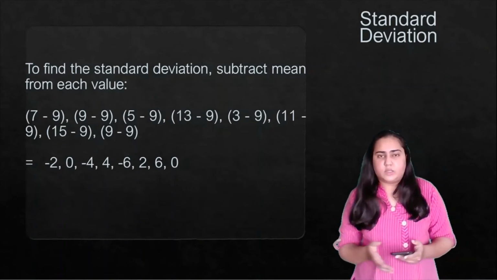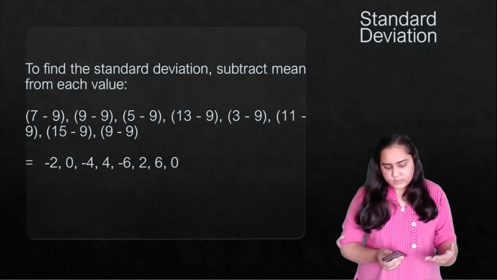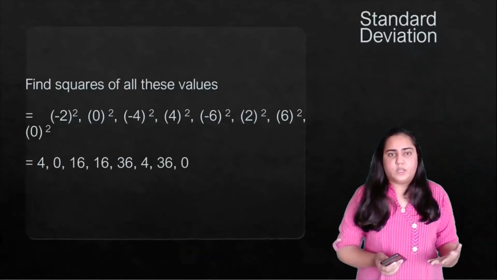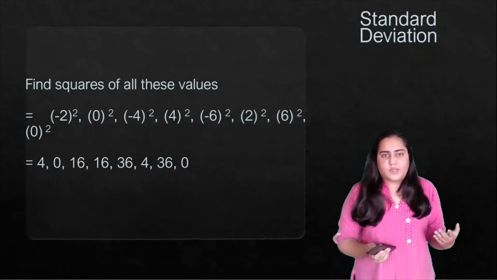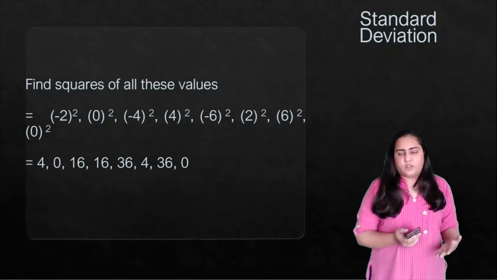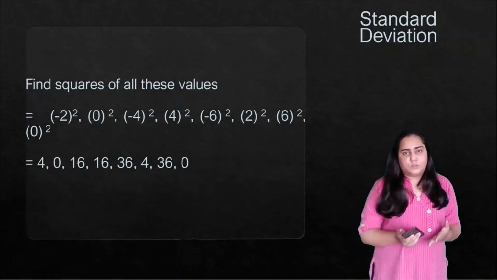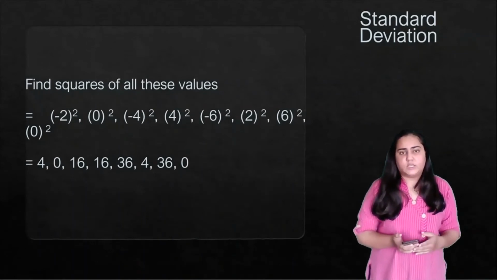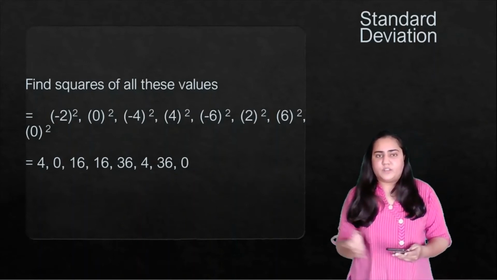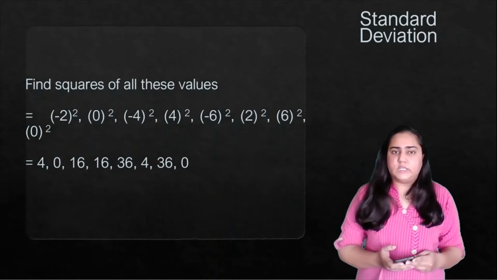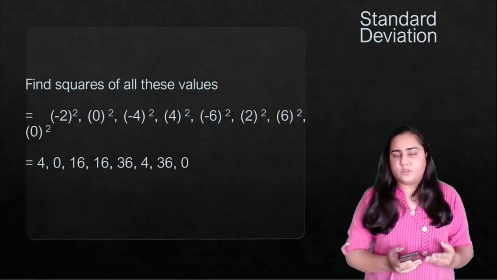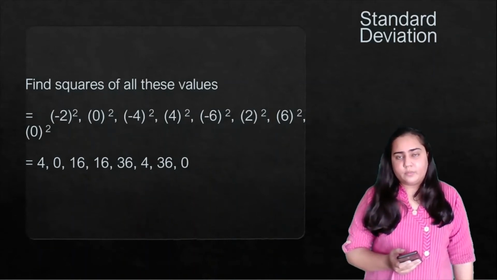So these are the different deviations that we got. Now using these deviations, we are going to find the squares of those deviations that we found earlier. When you find squares, then the negative sign before the number does not matter because it's going to turn positive since we are taking a square. So these are the squares we get: 4, 0, 16, 16, 36, 4, 36, and 0.